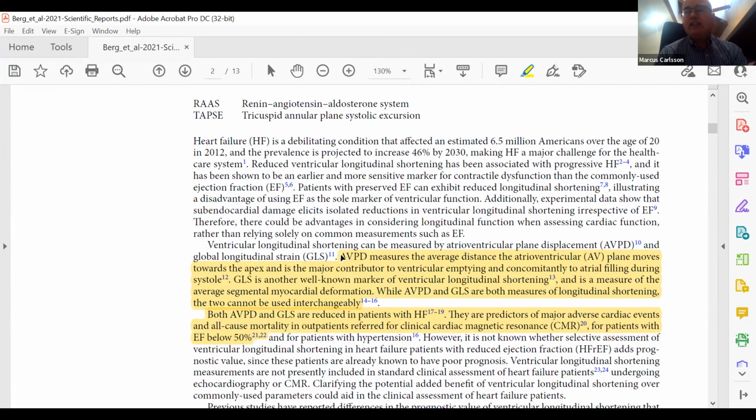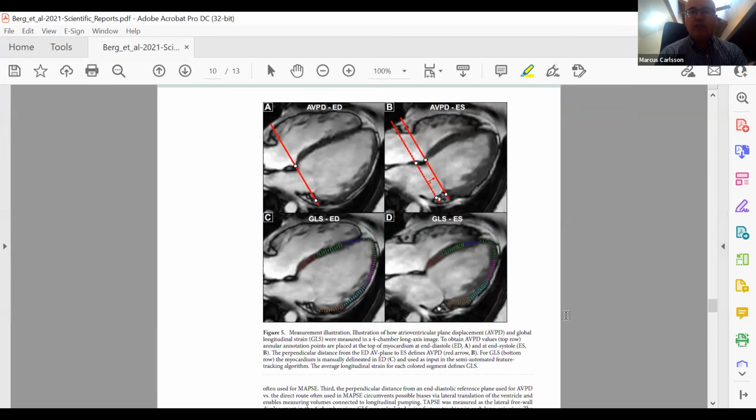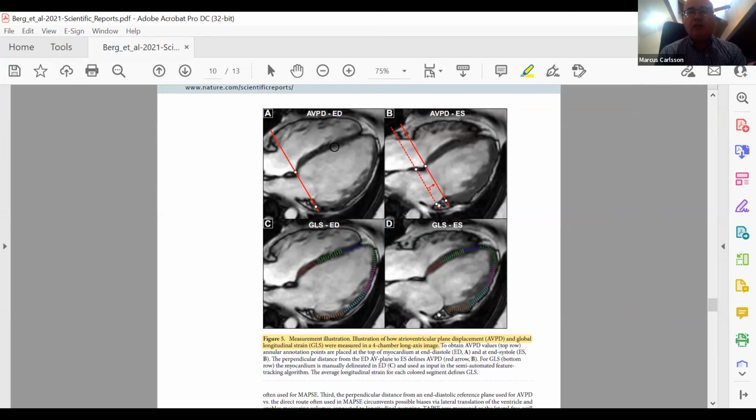So what is atrioventricular plane displacement, and what is global longitudinal strain? I will jump down to the methods, which is in the end of a paper in this format. This is a standard 4-chamber cine with end diastole to the left and end systole to the right. We measured the MAPSE, or AV plane displacement, from diastole to systole using an automated algorithm in the Segment software program that's freely available to everybody in research. In the same Segment software, we measured strain by delineating the endocardial and epicardial contours in diastole, and then using the software to propagate the contour over the cardiac cycle, and got a global longitudinal strain measure.